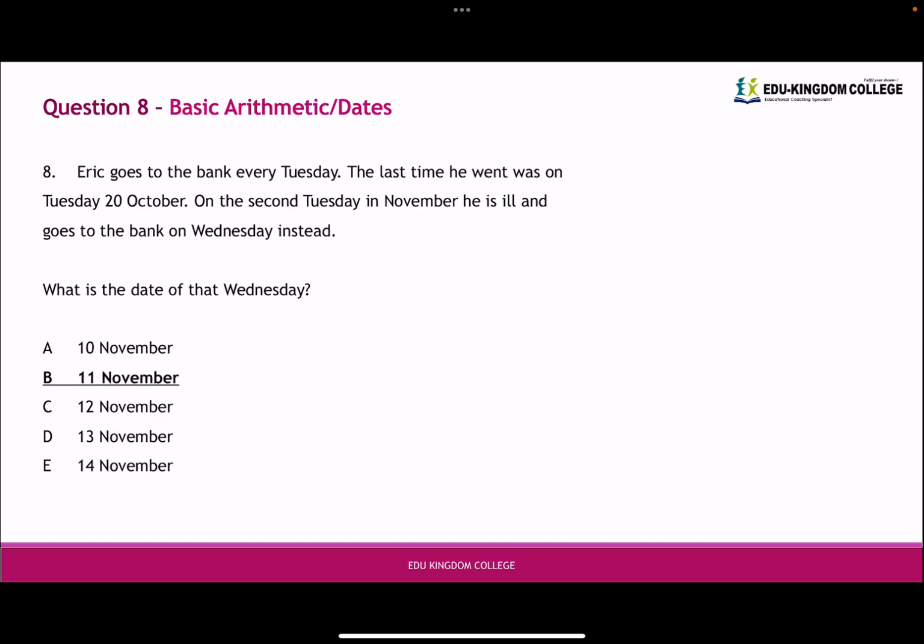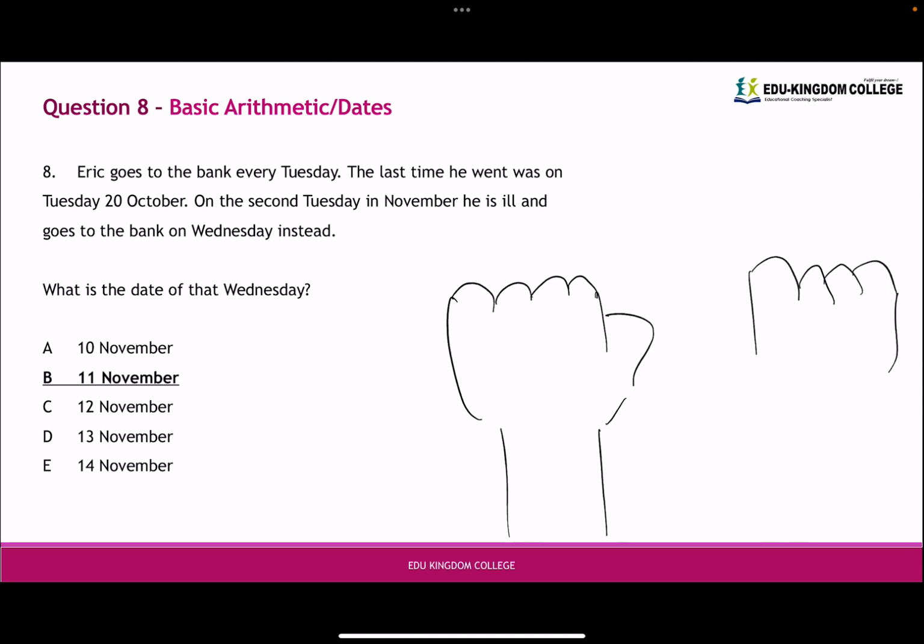Question 8. So you need to know how many days are in a month. Okay, the easiest way to do that is to look at your knuckles. So I'm going to try and draw a very bad diagram of knuckles. So let's just say these are your knuckles. That's your thumb. Okay, again, 1, 2, 3, 4. That's your thumb. This is your right hand. So left hand, right hand.